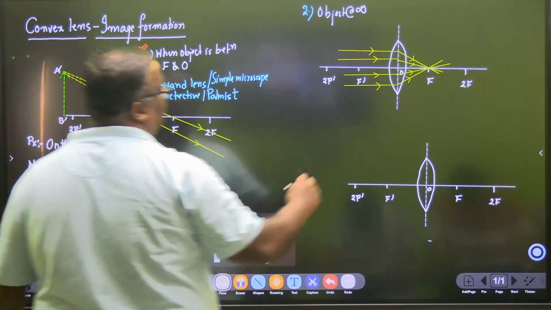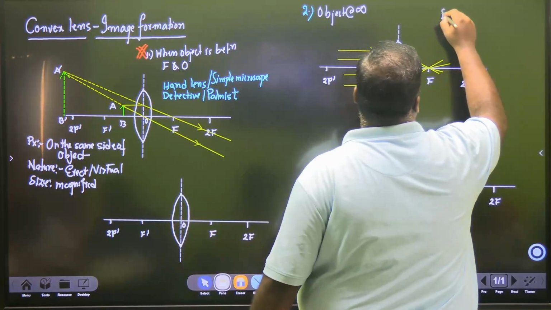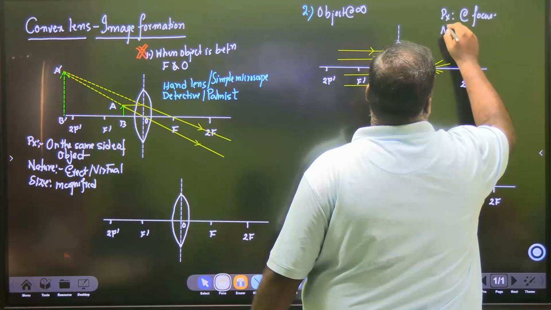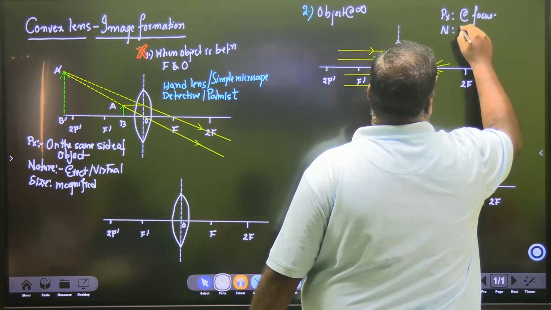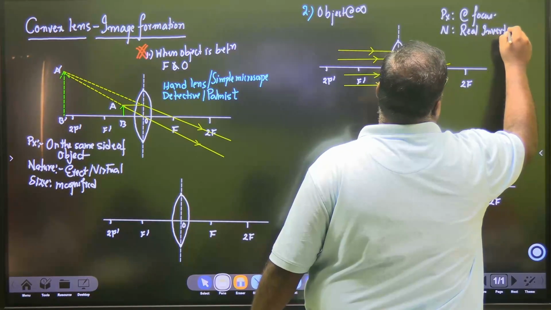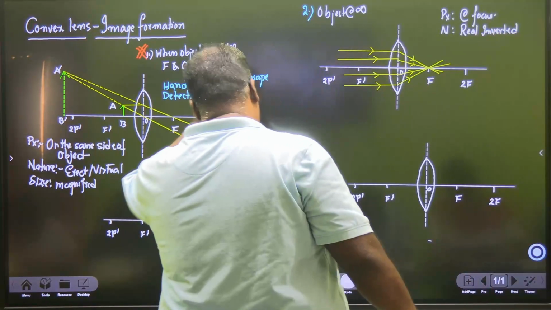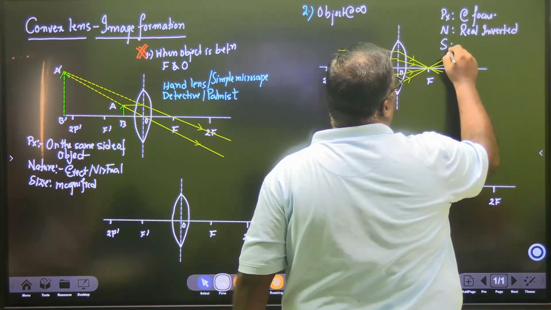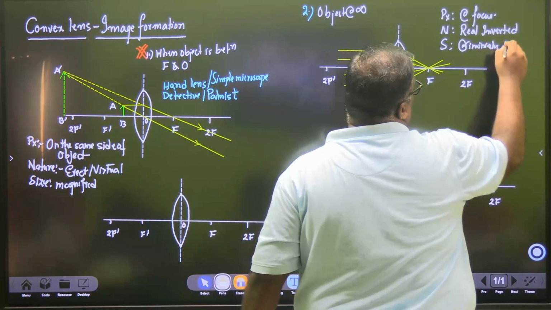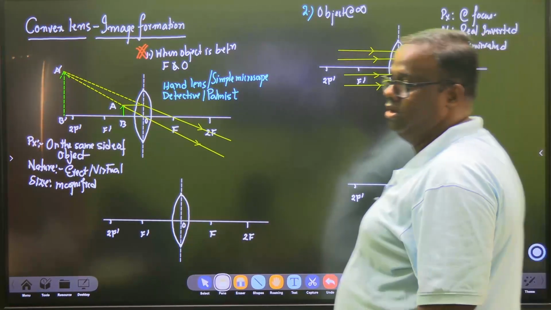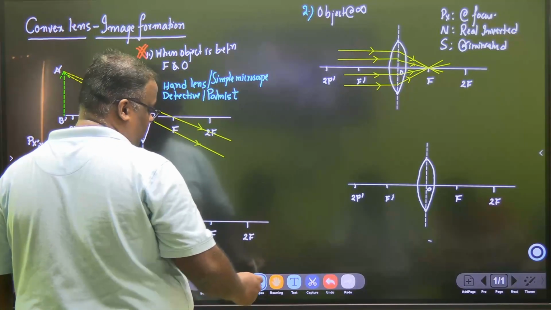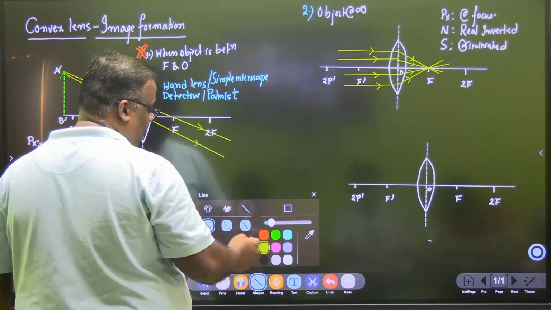Understood or not? So here what will be the position? The position will be at focus. What will be the nature? The nature will be real and inverted. Inverted, we will see now how it is inverted. And then what about the size? Diminished. Here we use the word diminished. Diminished means almost non-existent, very, very small.